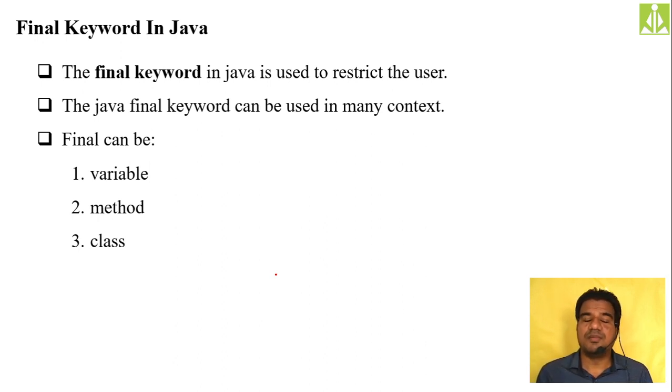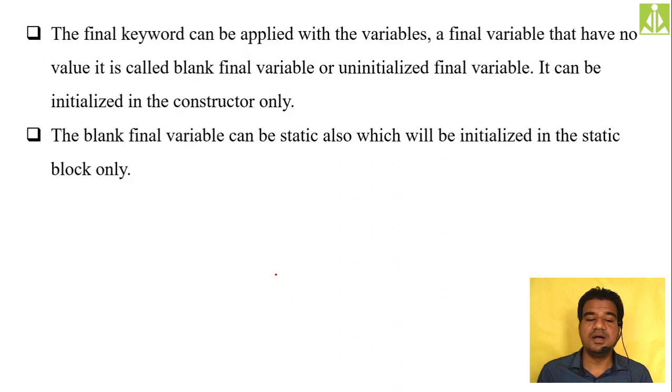Applying the final keyword on a variable, it will no longer be a normal variable. Applying the final keyword on a method, it will no longer be a regular method. Applying the final keyword on a class, it will no longer be a normal class. So the final keyword can be used in these three contexts: with a variable, with a method, and with a class. Quickly we will check the final keyword with a variable.